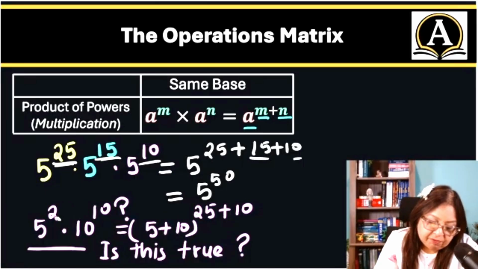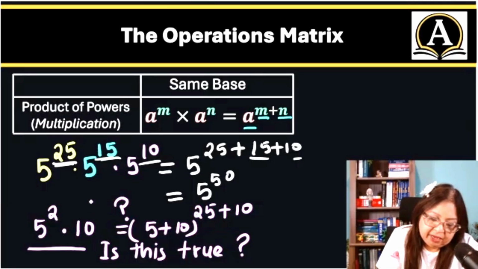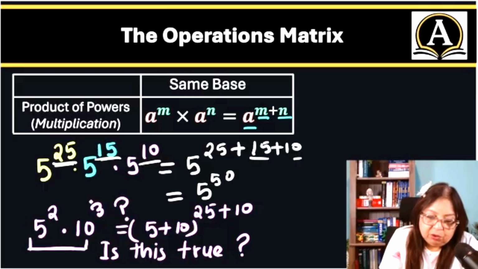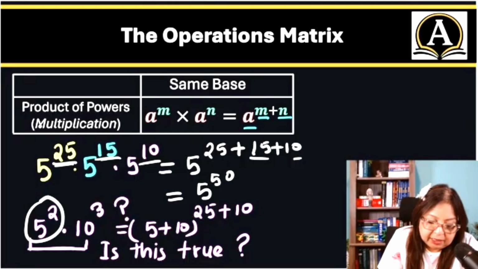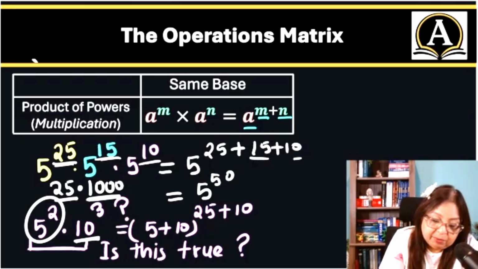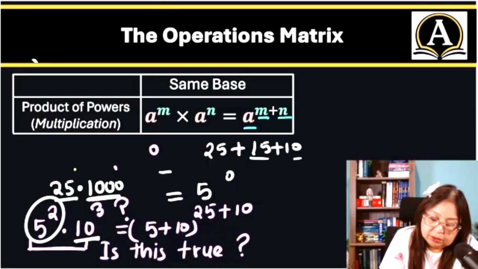Let's say instead of 25, I have 2. And instead of 10, let's make it 3. Okay. Now we know that on the left hand side, 5 to the power 2, that is equal to 25, times 10 to the power 3, that is equal to 1,000. So 25 times 1,000, that is equal to 25,000 on the left hand side. Let's make some room here. So here, 25,000 on the left hand side.